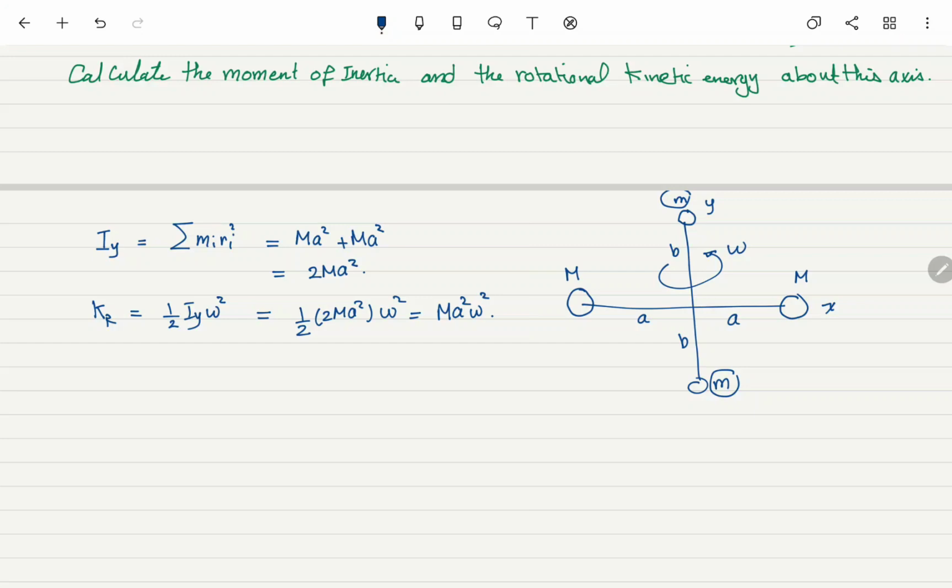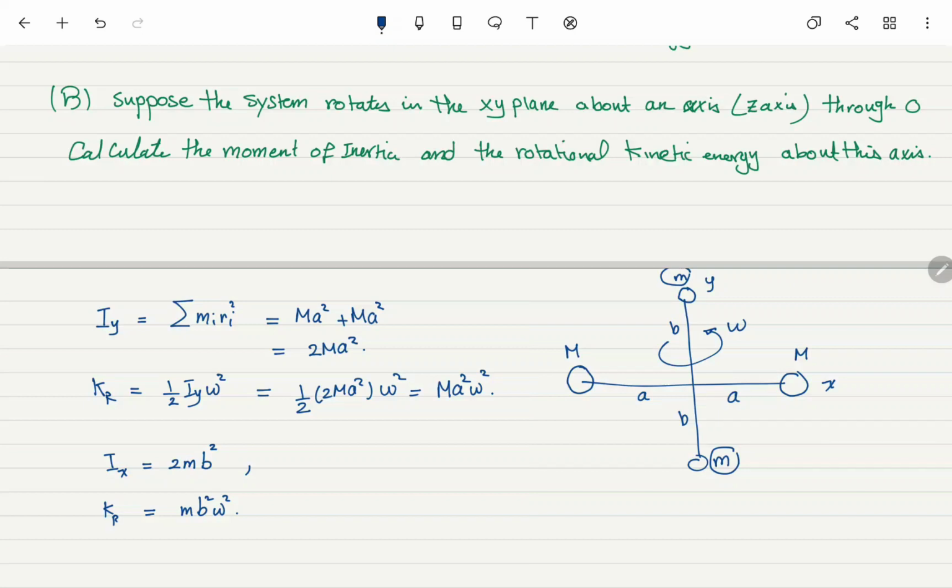Note that small m does not contribute to this moment of inertia, because they have no motion about the axis of rotation. With the same logic, the moment of inertia around the x-axis is equal to 2 small m times b squared, and the rotational kinetic energy around the x-axis is equal to m b squared omega squared.